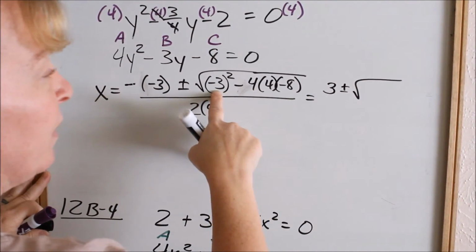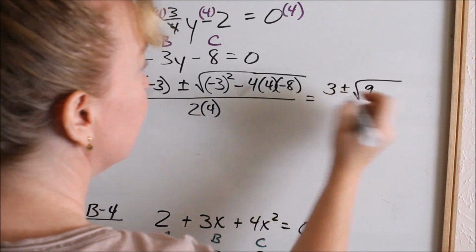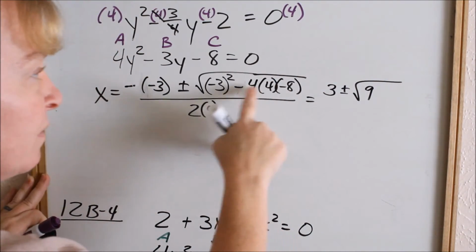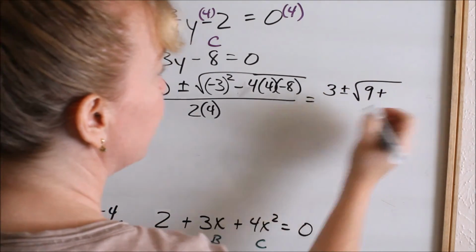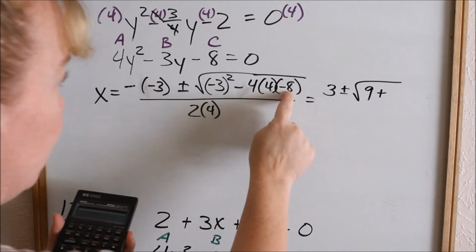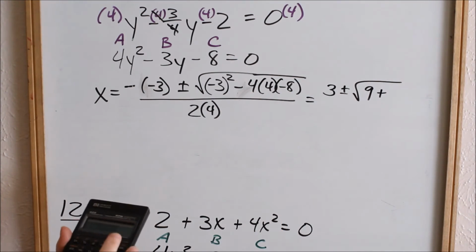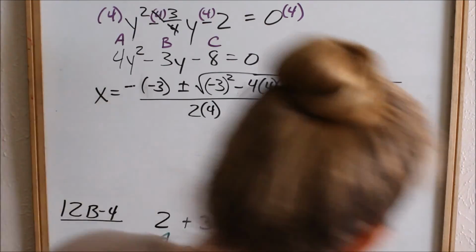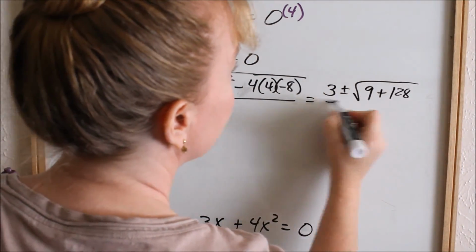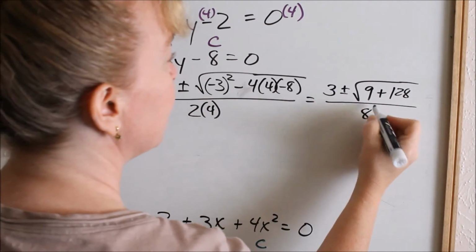Negative 3 squared is a positive 9. Here I'm going to have a negative times a positive times a negative. A negative times a negative will give me a positive. 4 times 4 is 16. And 16 times 8, or you can do 32 times 4. 16 times 8 is 128. So 128 all over 2 times 4 is 8.